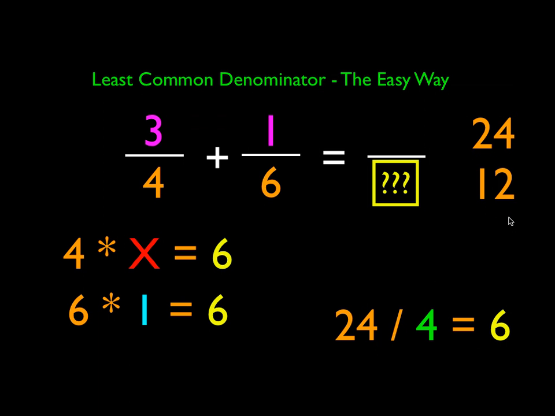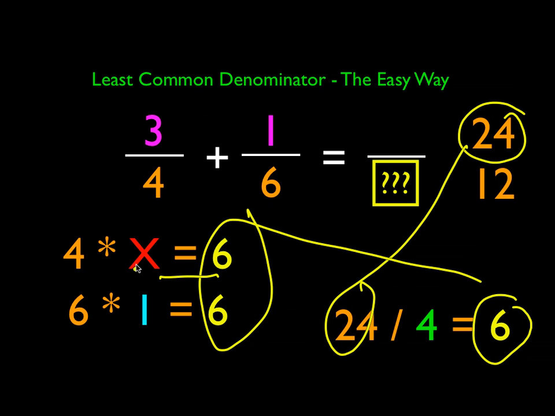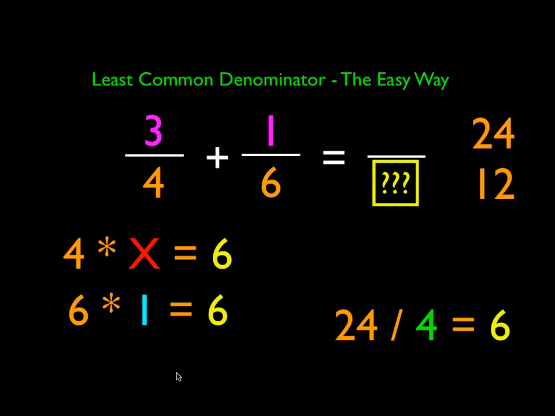We'll take our 24 and divide it by 4 this time. It divides evenly, so we can ask, is 6 a good least common denominator? So we again do our multiplications. Is there a number that I can multiply 4 by to get 6? The answer is no. Is there a number for 6? Yes. But we need them both to work, so this is not a good potential least common denominator. And you can keep on going.